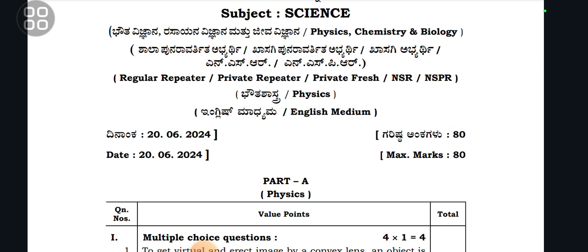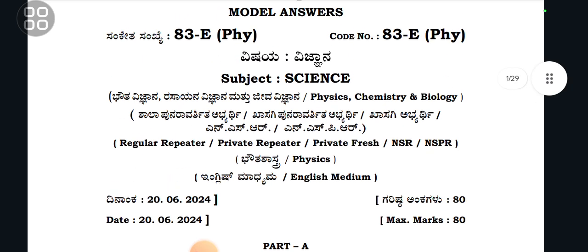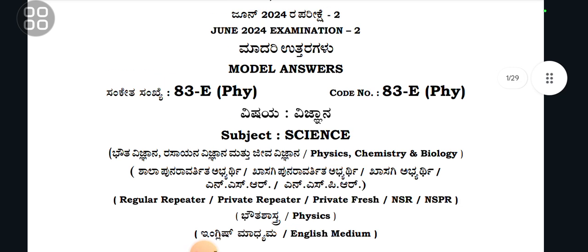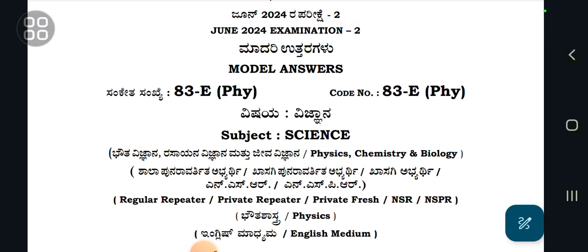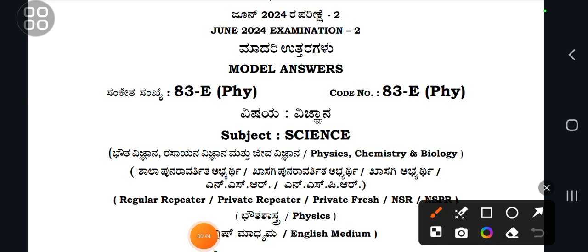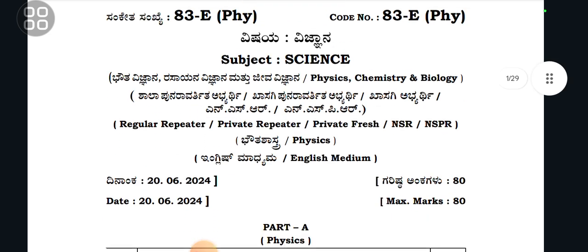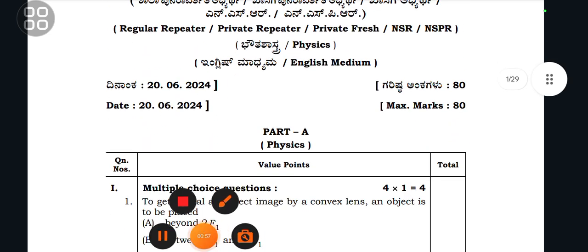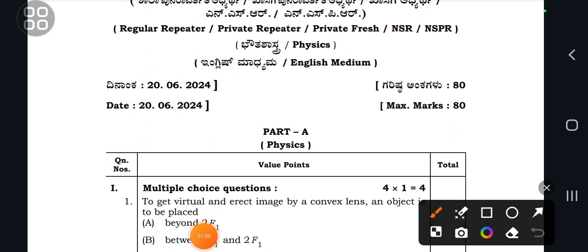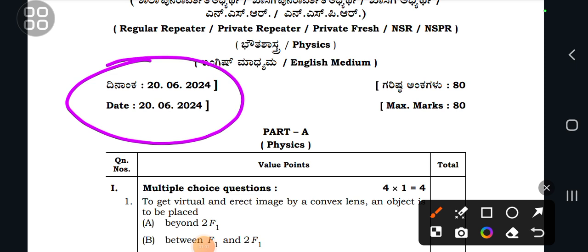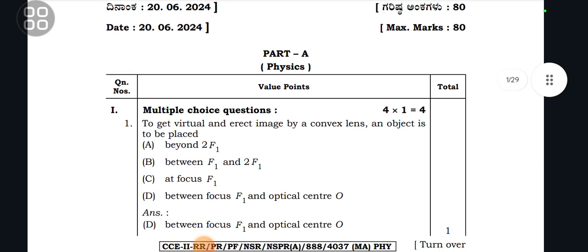You can see the date here. The subject is science. And you can see here, it is the second examination, and the subject is science. First we will start with the physics section. So the physics section, and here you can see also the date. Beginning with the first question.